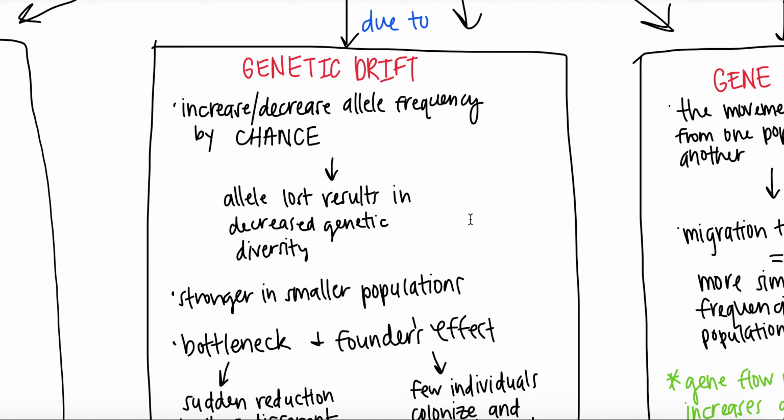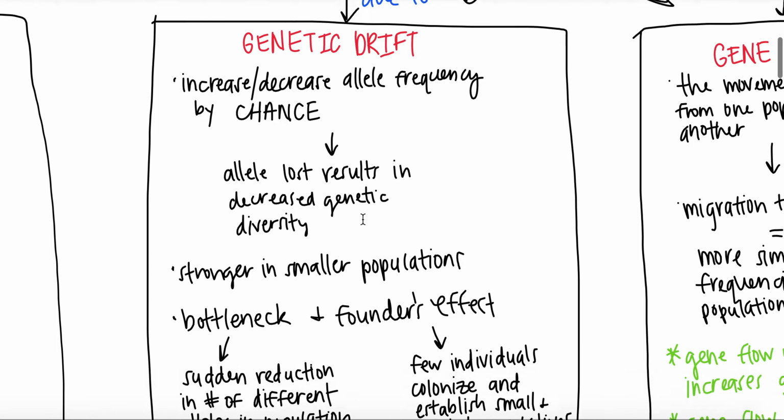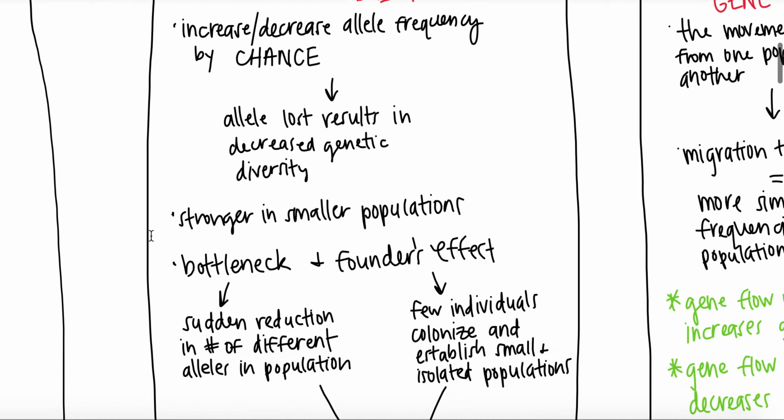And since you are stepping on just random ones, since you are killing the beetles, then you are removing them from the population, and therefore they cannot contribute their genes to that population any longer. Therefore, genetic diversity is lost. Genetic drift is stronger in smaller populations.